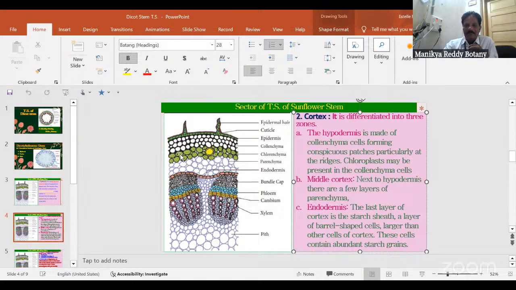Next part, middle. This green color part is there now. That is middle cortex. It is made up of a few layered cells. Generally, it is parenchyma.